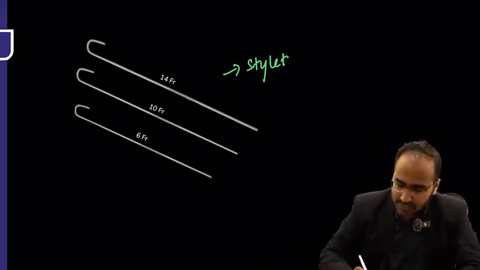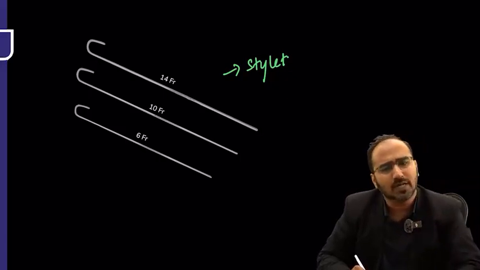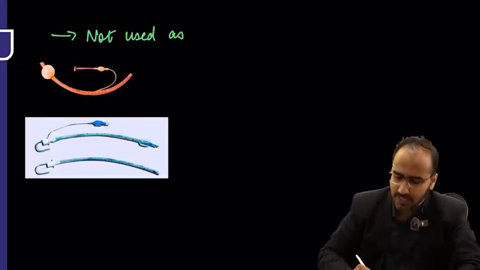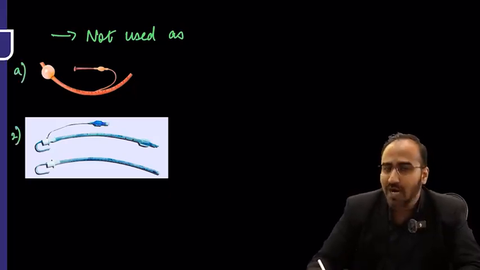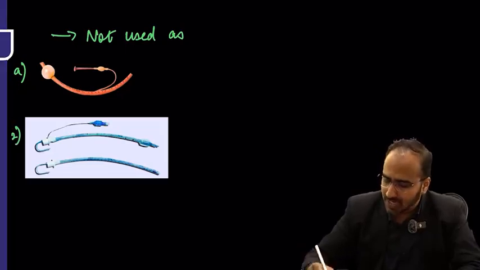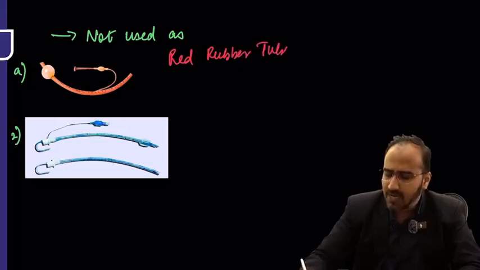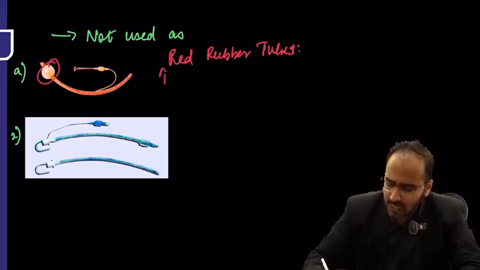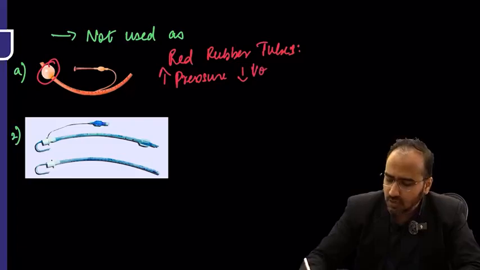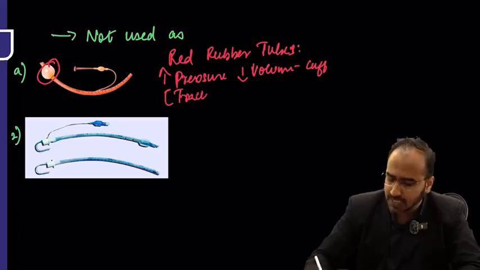Next. After doing laryngoscopy and Cormack-Lehane grading, now you have to put an endotracheal tube. There are 2 types of endotracheal tube. The ones used in olden days were called red rubber tubes, which are not used nowadays. Why? Because red rubber tubes had a high pressure, low volume cuff, which was causing tracheal mucosal injury.